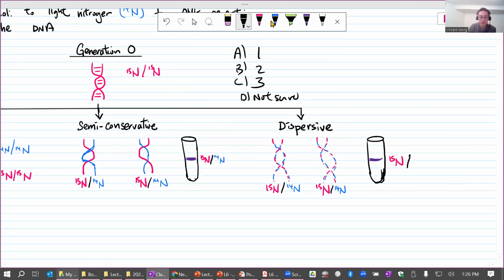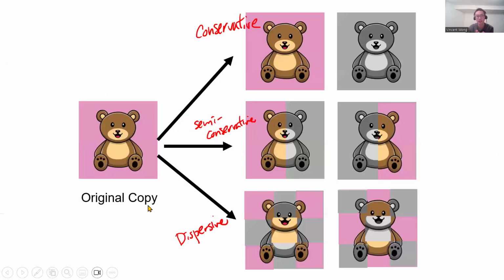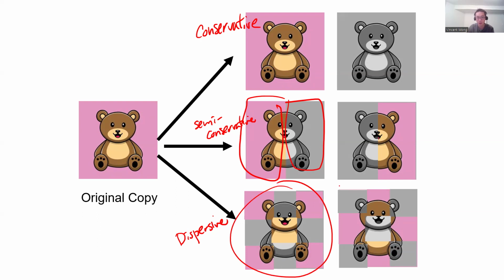Excuse me, Professor. What is the difference when both are the same, semi-conservative and dispersive? Not everything is the same. The band is the same. Where you find the band is the same. But the structure is different. Going back to my teddy bear picture, semi-conservative is half old, half new, but the old is on one side only, and the new is on one side only. Dispersive is also half old, half new, but the new is not restricted to one side. It's all over the place.